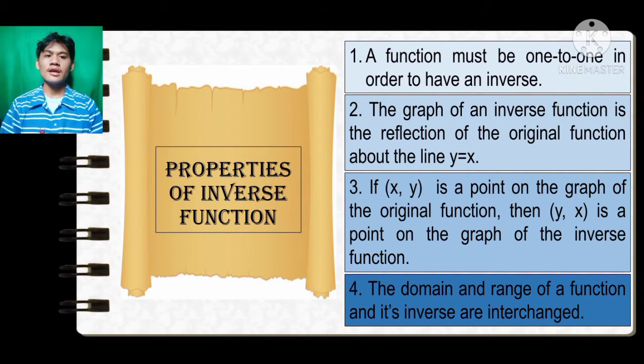The third is if (x, y) is a point on the graph of the original function, then (y, x) is a point on the graph of the inverse function. So as you observe, from x, y we have y, x. From the given property number 2, it is the reflection. As you observe, the positions of x and y are swapped. The fourth is the domain and the range of a function and its inverse are interchanged.